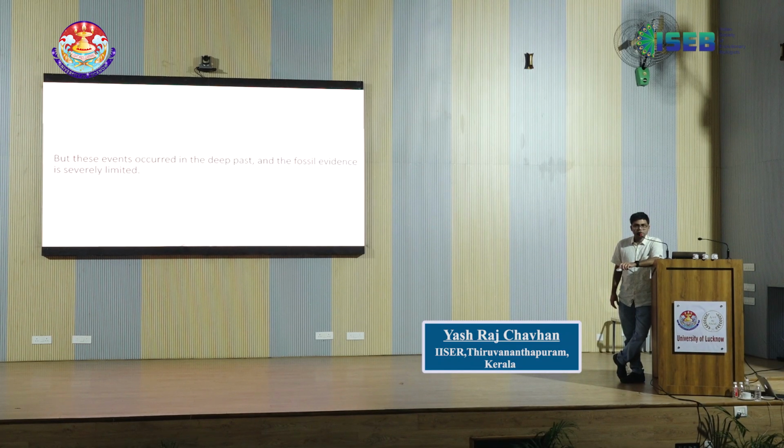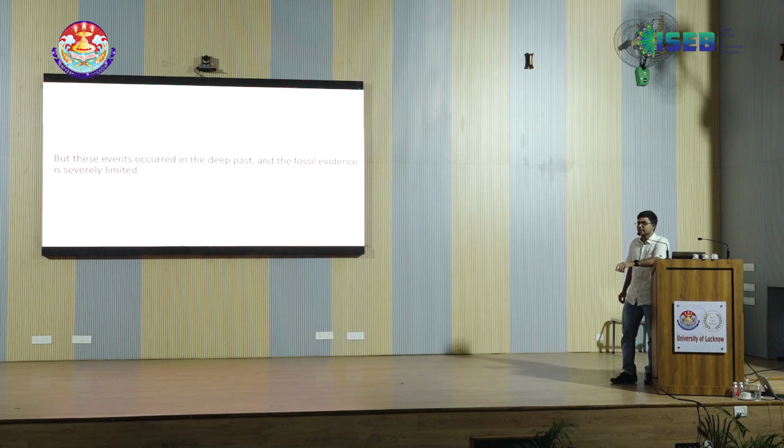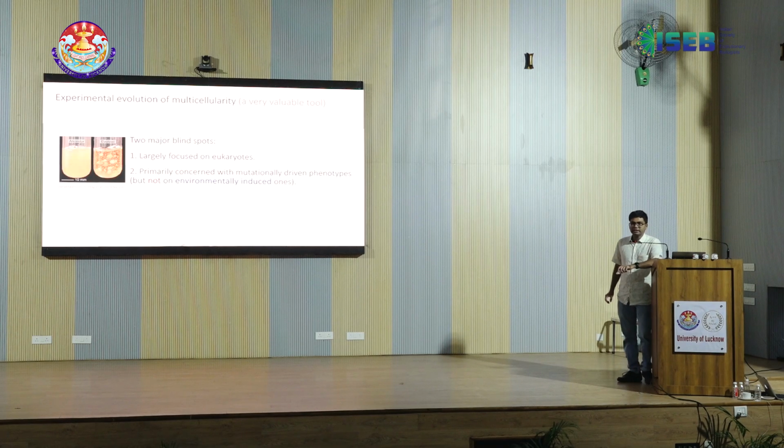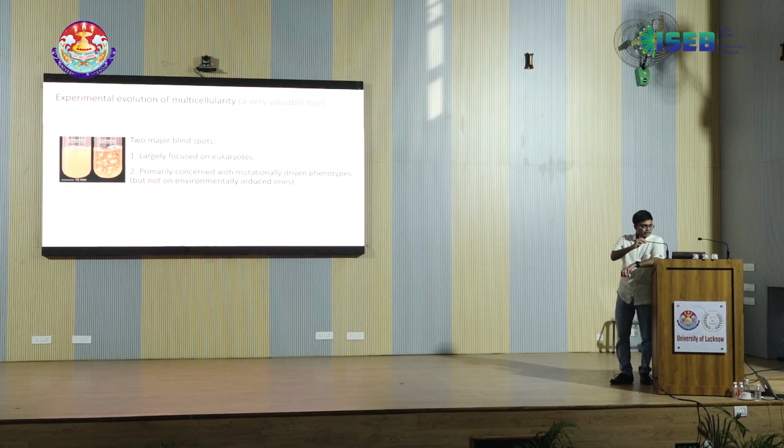Because multicellularity evolved in the deep past, we have very little fossil evidence, and studying it is difficult. Thankfully, experimental evolution in the lab has come to our rescue. So what people tend to do is they start with unicellular, so the tube on your left that you see, which is more turbid and cloudy, it has unicellular yeasts, and it has been evolved for 600 days using artificial selection, and what you get are macroscopically multicellular yeasts.